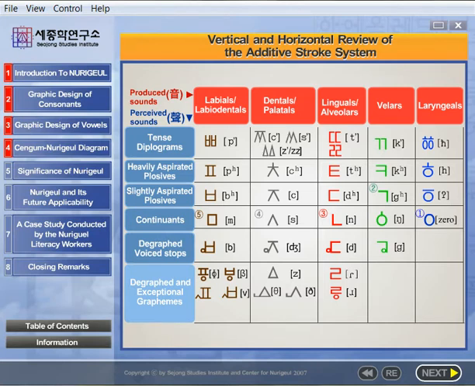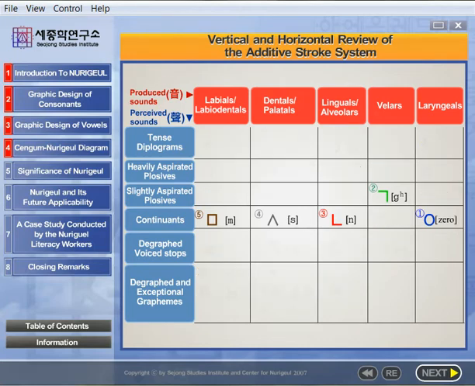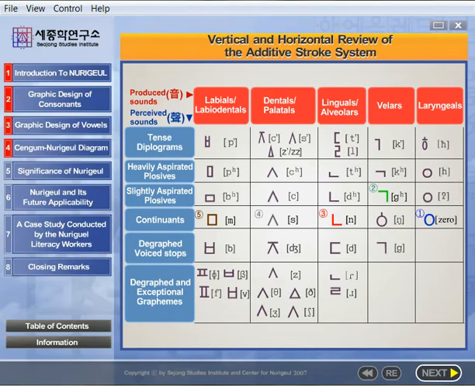Plosives are stops produced through the vocal tract by the action of the respiratory system. Continuants are sounds that are sustained. Degraphed voiced stops are voiced sounds that are not continuous.